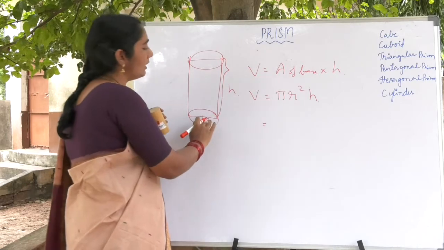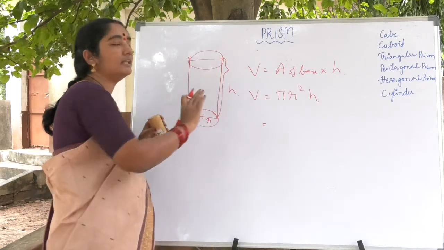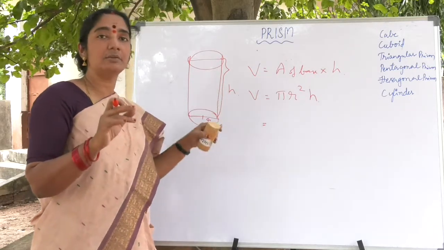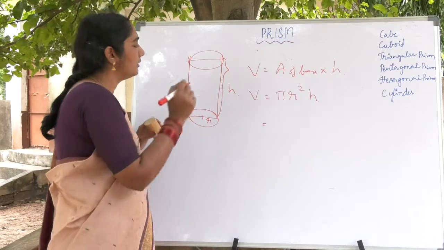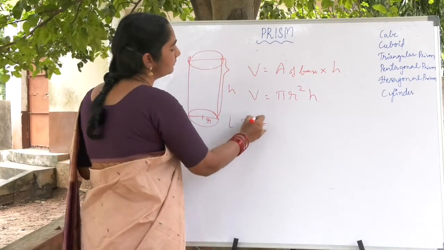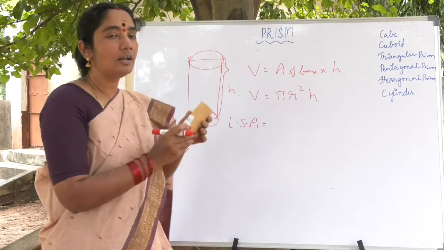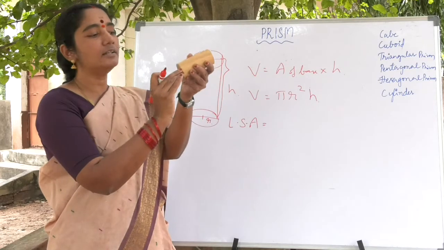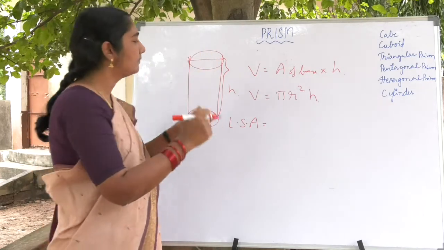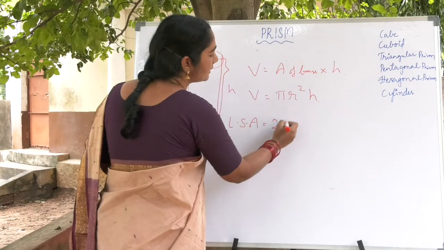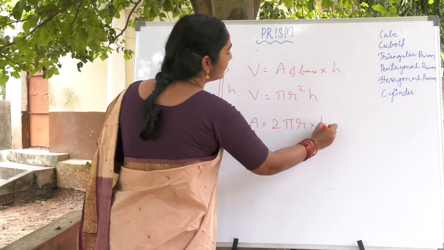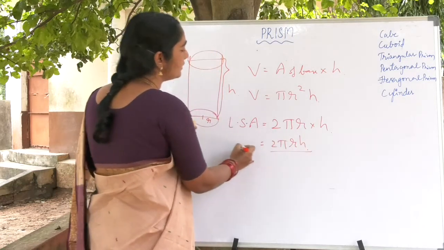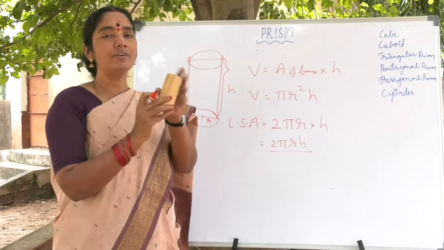Please try to remember that whenever you take any value, radius or height, the units must be the same. If you are taking r in centimeters, you have to take height also in centimeters, or any units, but it should be the same unit. Next is the lateral surface area or the curved surface area. You may call it anything because it is a curved surface. This is nothing but the circumference of the circle into height. The circumference of a circle is 2 pi r, into height, so 2 pi r h gives the curved surface area or the lateral surface area of a cylinder.